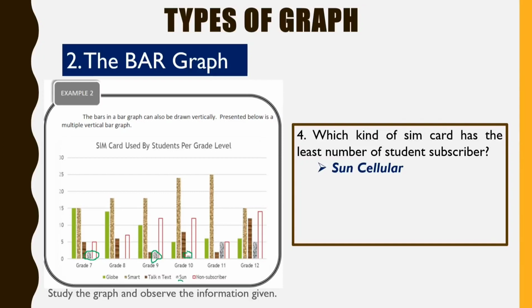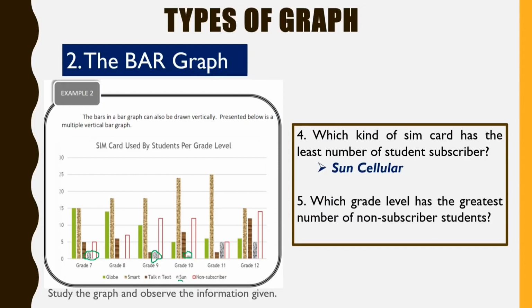It means that the SIM card which has the least number of subscribers is Sun Cellular. Question number 5, which grade level has the greatest number of non-subscriber students? Based on our graph, it is this grade level, and that is grade 12. It means that the answer to question number 5 is grade 12.